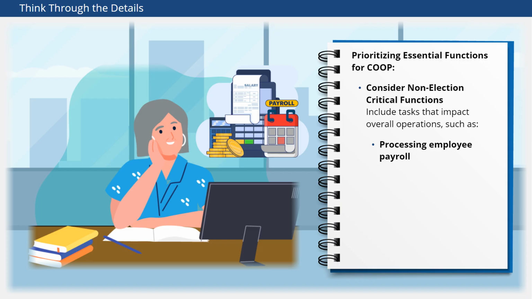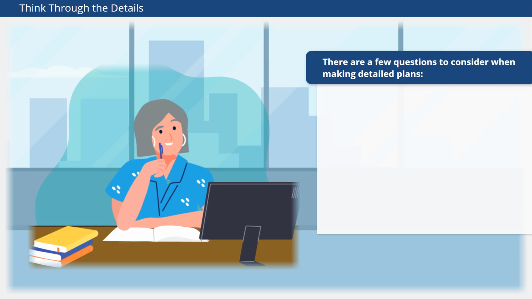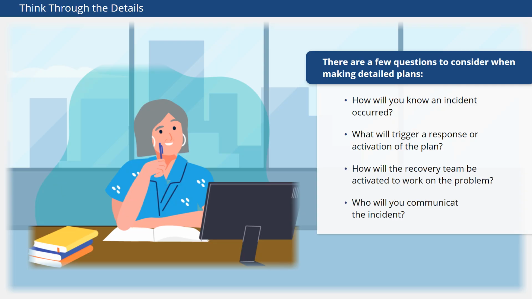Once you've listed all your office's essential functions, you can develop detailed plans to address incidents that might occur. There are a few questions to consider when making detailed plans. How will you know an incident occurred? What will trigger a response or activation of the plan? How will the recovery team be activated to work on the problem? And who will you communicate with during the incident? Let's explore these questions a bit further.